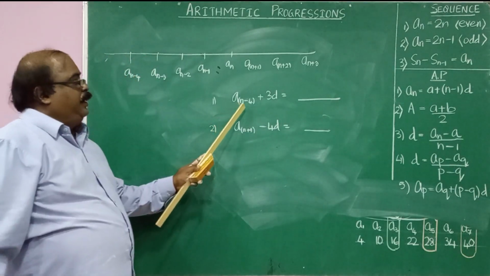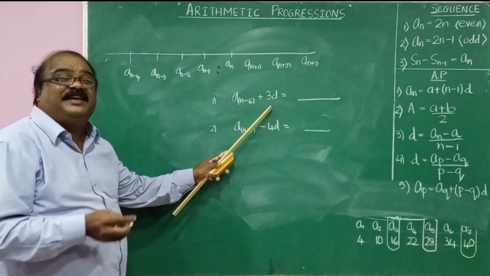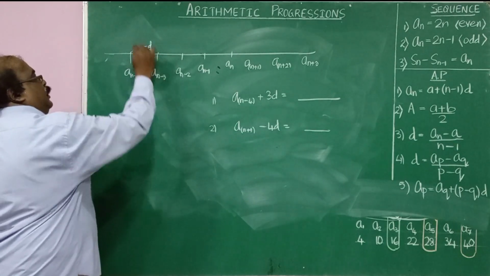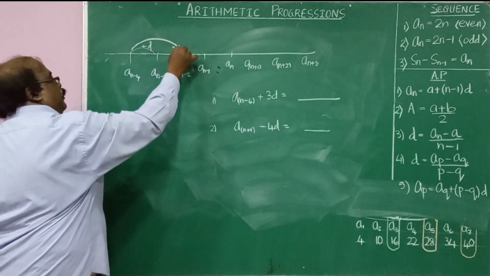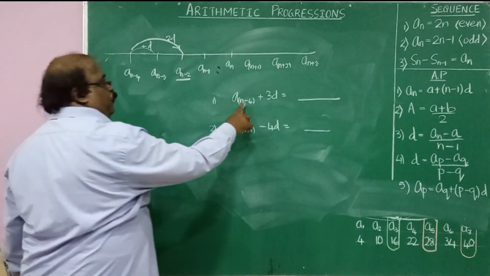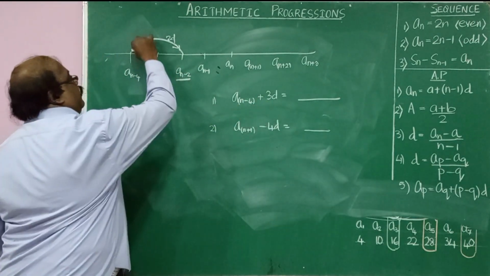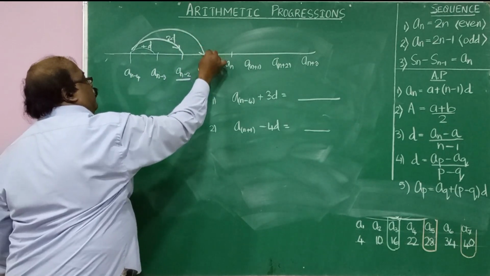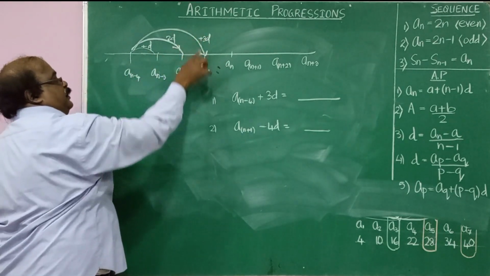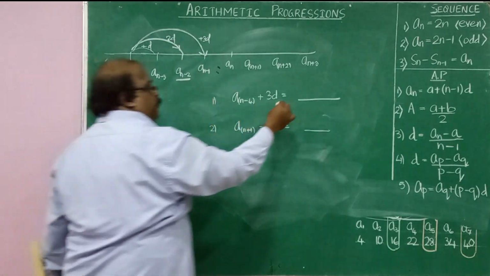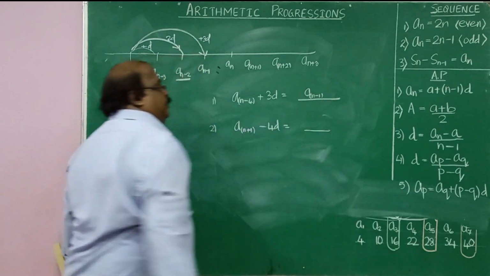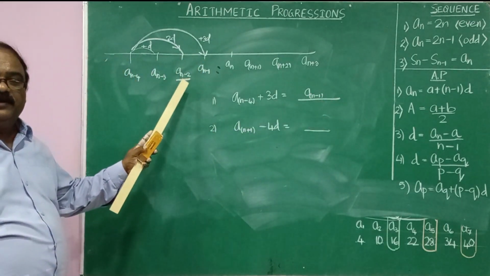What was my question? A of n minus 4 plus 3D. If I had D, I would have got this term. If I had 2D, I would have got this one. What is A of n minus 4 plus 3D? A of n minus 1. This was the question asked in annual examination.